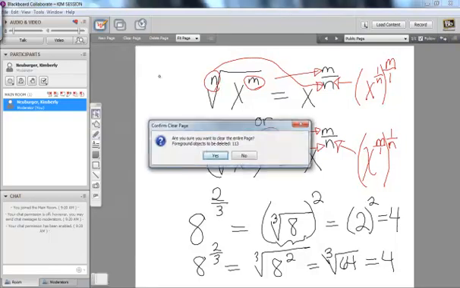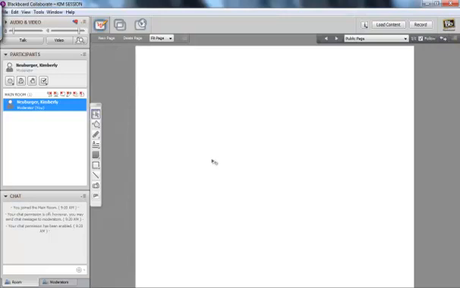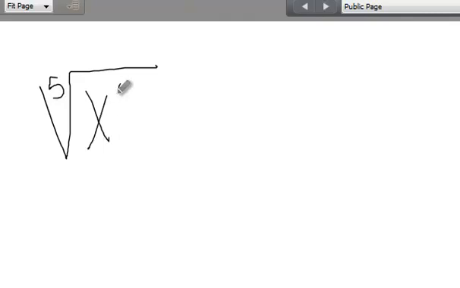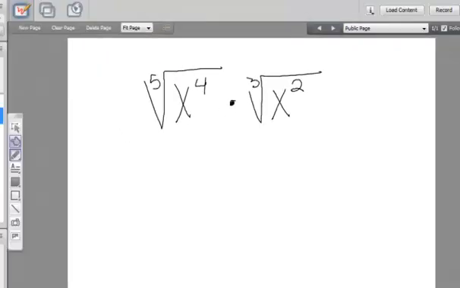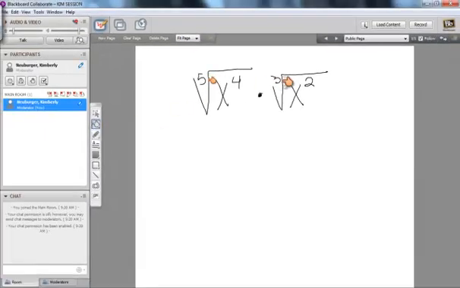Now this rule can make some problems possible that we previously would have thought we couldn't do. For instance, if we have, say, the 5th root of x to the 4th, and we're multiplying it by the cube root of x squared, in previous things that we've learned, we would say that we could not do anything with this because the roots are different. This is a 5th root and this is a cube root. In order to be able to multiply these together, both roots have to be the same. Now that we have fractional exponents, that's actually not the case.